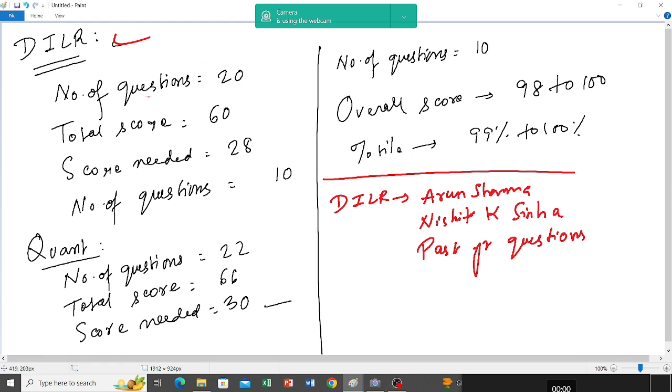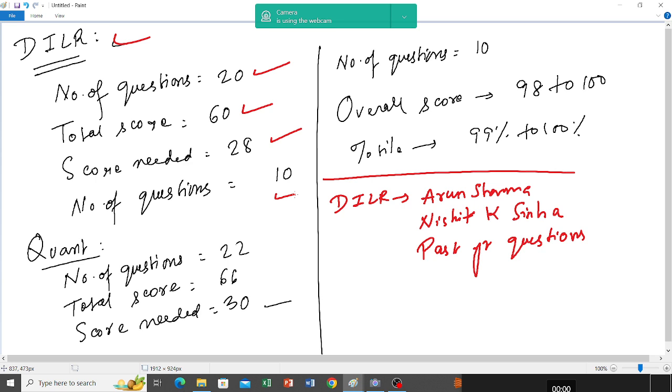Now let us see the strategy. The number of questions in this section is 20. The total score available for this section is 60, because 20 into 3 is 60. And what is the score that you need? You just need 28. And for that, how many questions do you need to do correctly? Only 10 questions.